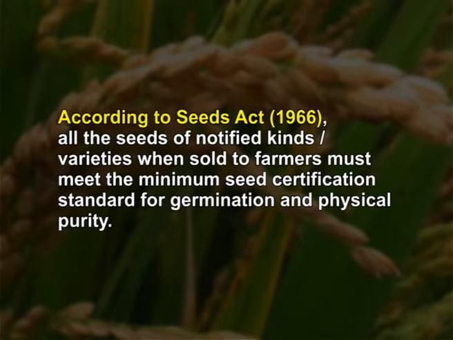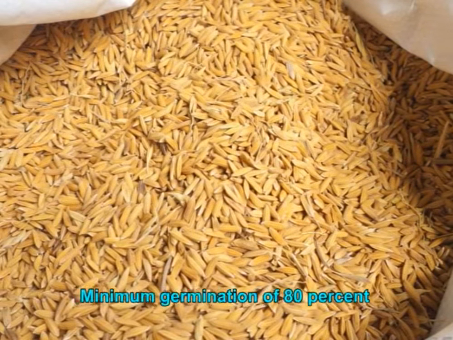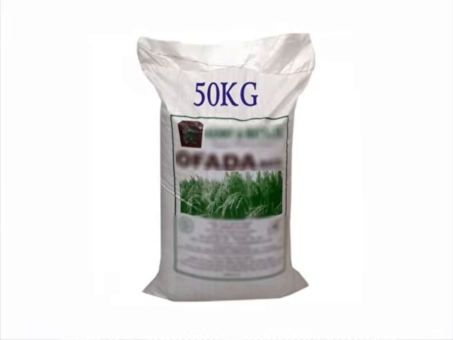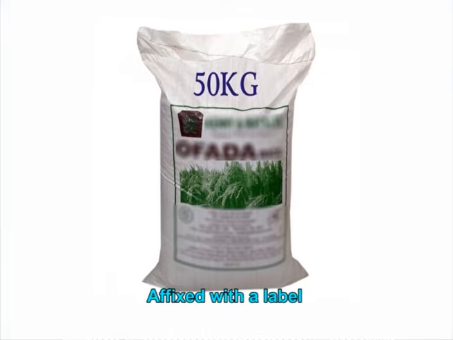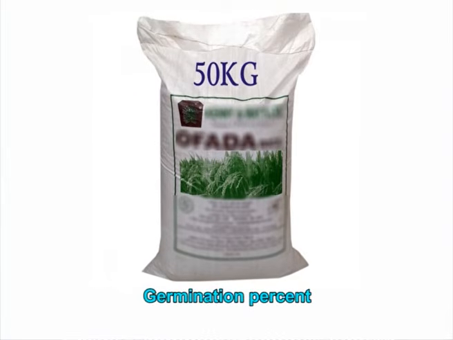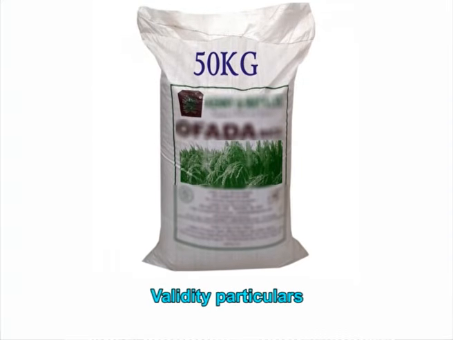According to Seeds Act 1966, all the seeds of notified kinds and varieties when sold to the market must meet minimum seed certification standard for germination and physical purity. Rice seeds should possess a minimum physical purity of 98% and minimum germination of 80% as per the Indian minimum seed standards. The seed lots meeting the seed standard should be packed in a suitable container affixed with the label containing information on class of seed, variety, lot number, germination percent, physical purity percent, name of the seed producer, date of test and validity particulars.